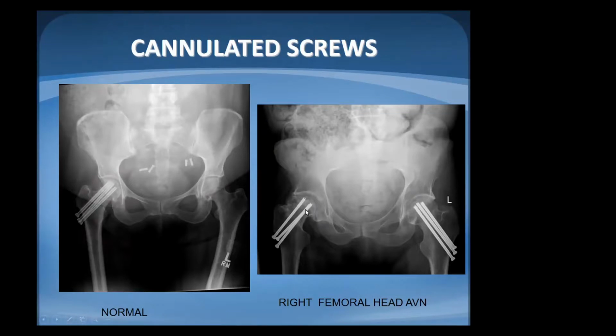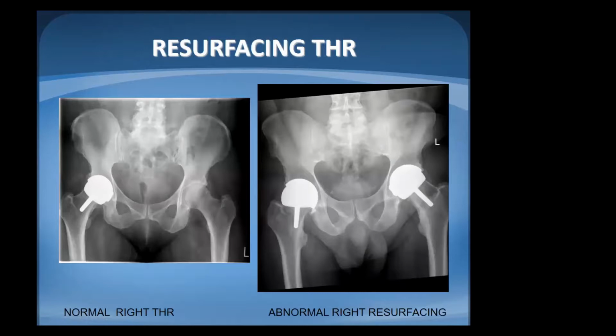This has started to get avascular necrosis, so you can see the collapse of the femoral head and the early start of these protruded screws into the cavity, and basically this patient needs to go for a total hip replacement now. So, complication of the cannulated screw.